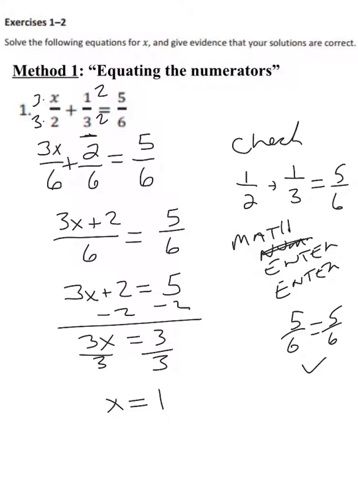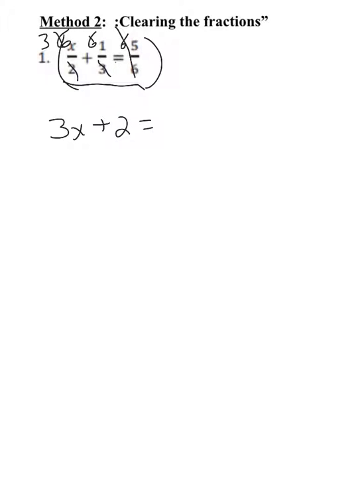We know it works. All right, let's look at another method, the same problem. The second method is clearing fractions, and personally this is my favorite. Same type of scenario: you look at these three right here and say, hey, the common denominator is 6. So all I do is multiply everybody through by a 6. 2 goes into 6 3 times, so I'm left with 3 times the x. The 3 goes into 6 twice, so I'm left with the 2. And that equals, the 6 cancels with the 6, the 5.